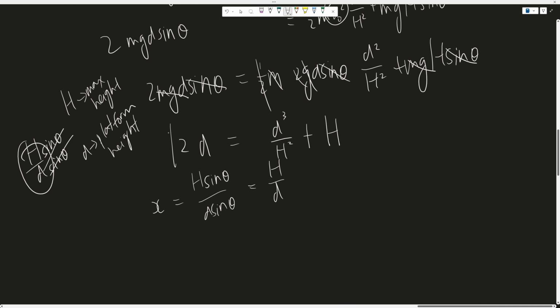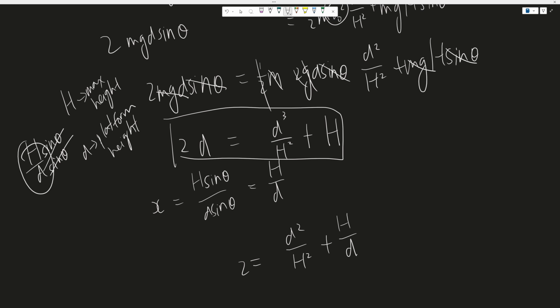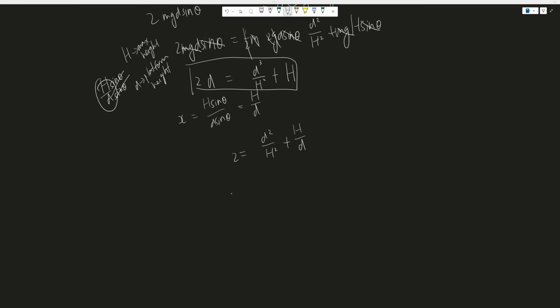And so why don't we divide this formula by d? So you get 2 equals d squared over h squared plus h over d. And so then it will be 2 equals 1 over x squared plus x. And then we can multiply by x squared, so we get 2x squared equals 1 plus x cubed. And we can solve this formula, so we have x cubed minus 2x squared plus 1 equals 0.